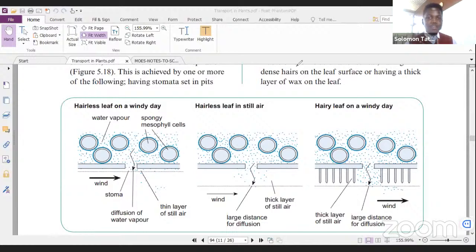Someone saying, I thought air affects transpiration. Yes, we have mentioned that air movement or wind affects transpiration. In this picture here, once you get the notes, you'll read about this picture more to see how that occurs. Okay.